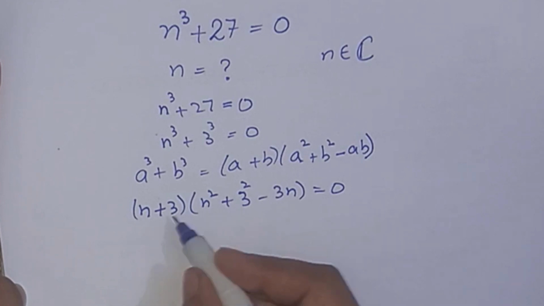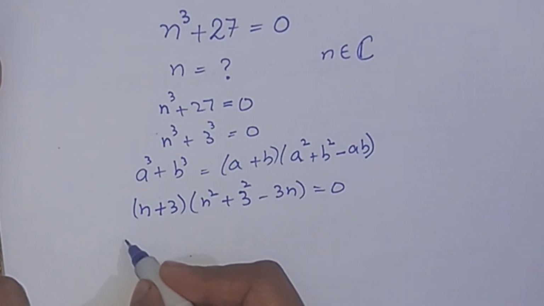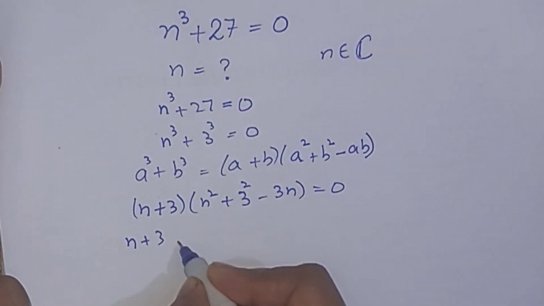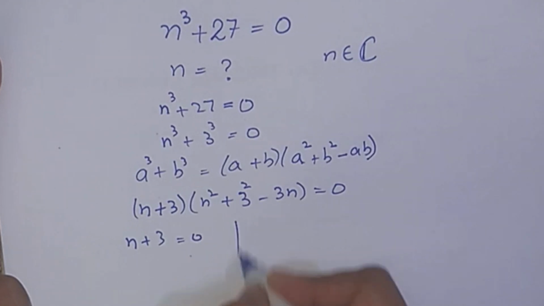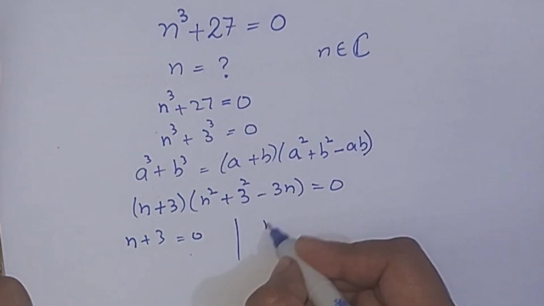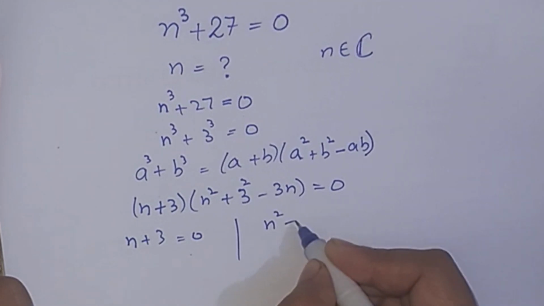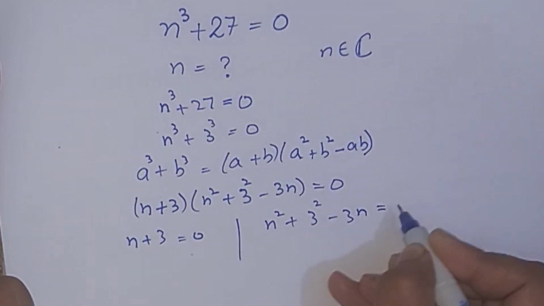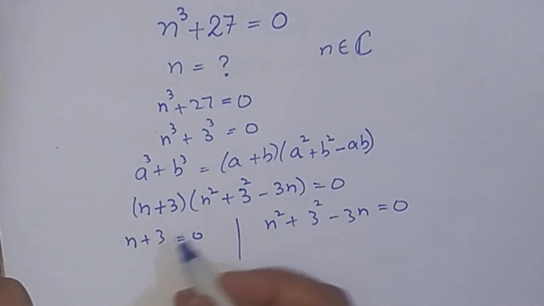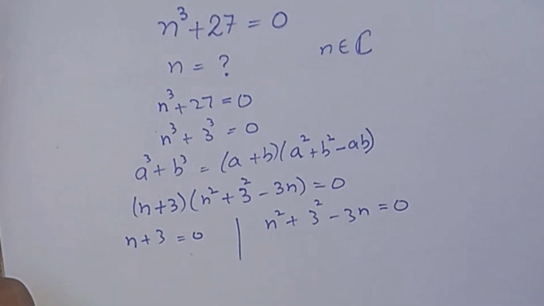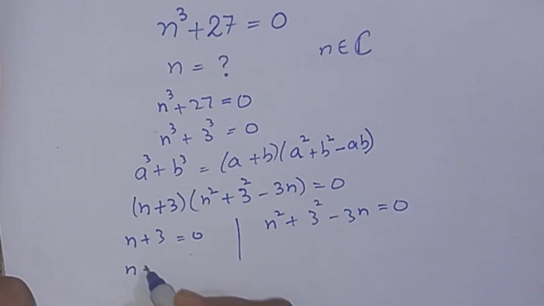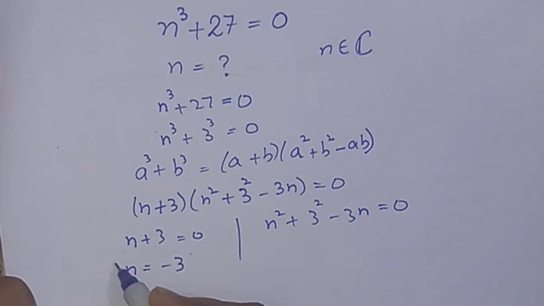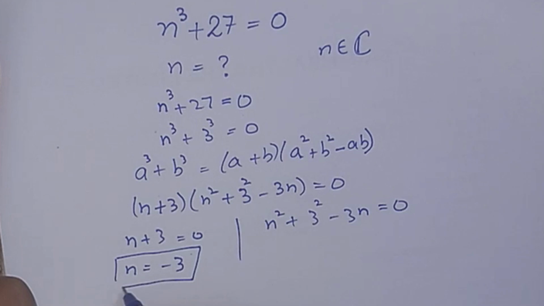Now this implies one of them must be equal to 0, so n plus 3 is equal to 0, or n square plus 3 square minus 3n is equal to 0. Now look at this first equation. If we subtract 3 on both sides of this equation, then n is equal to minus 3. This is the one answer of n.